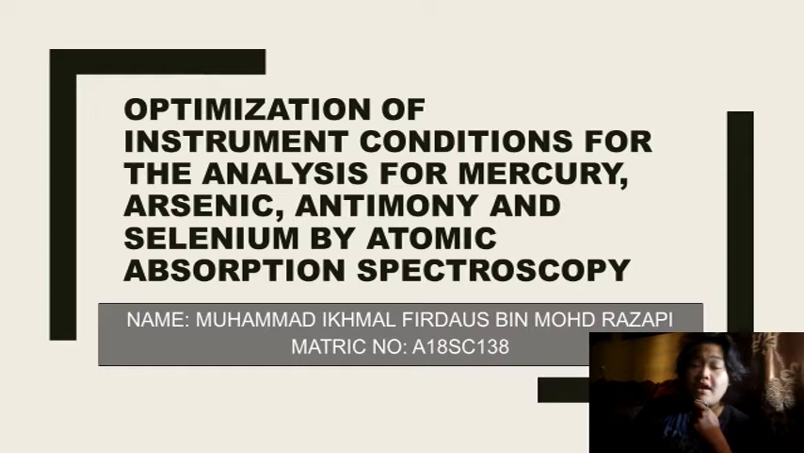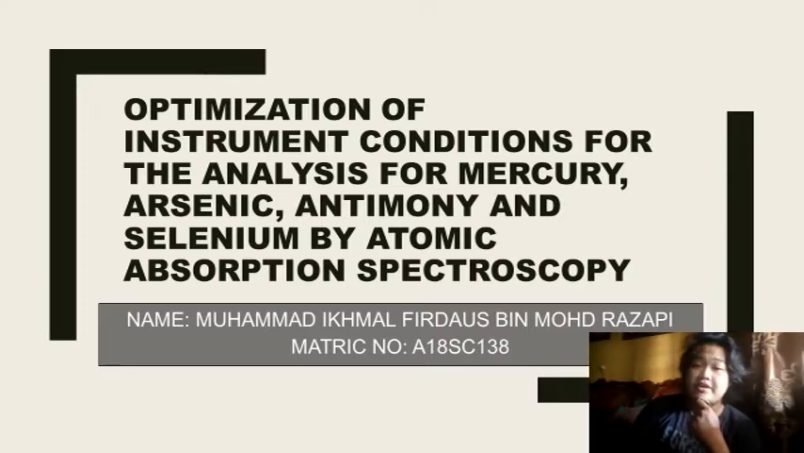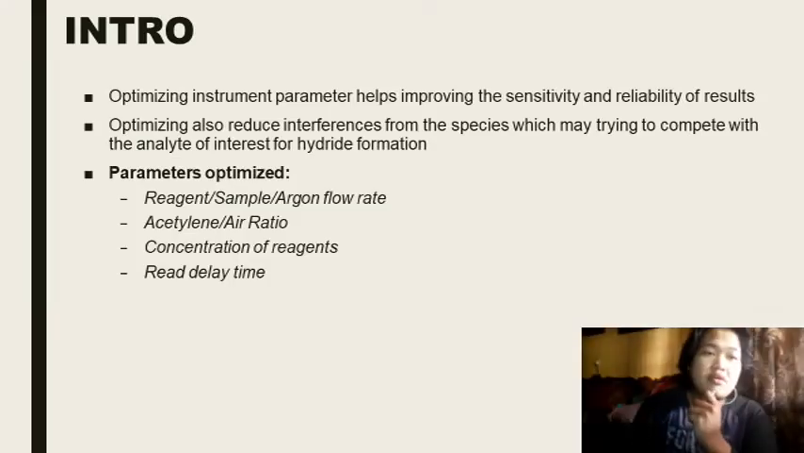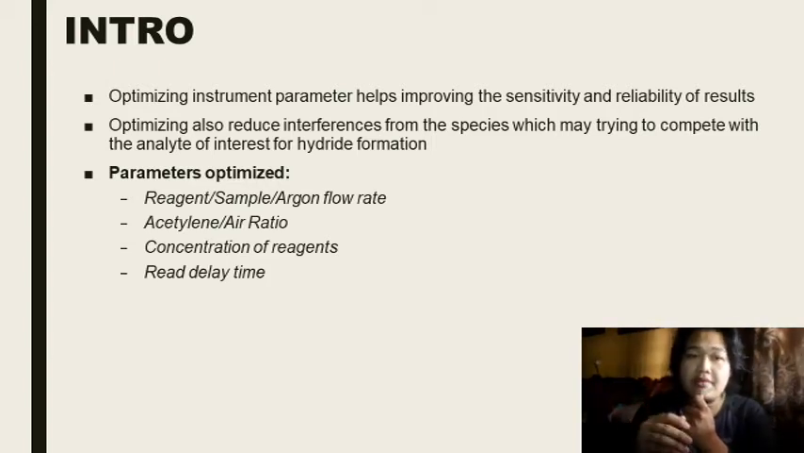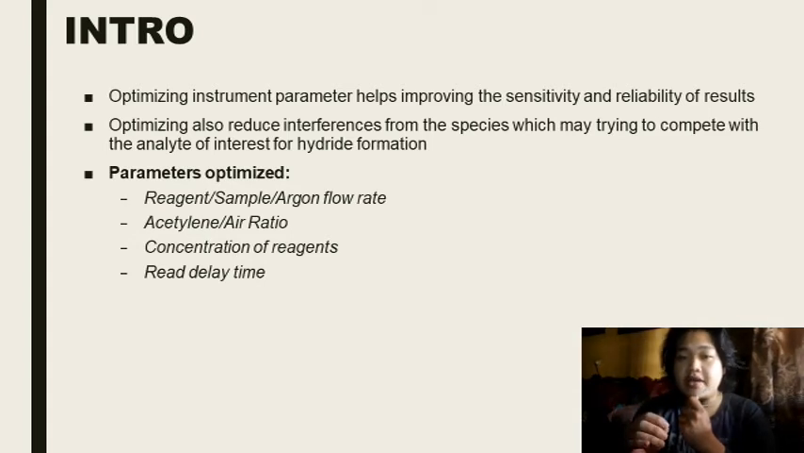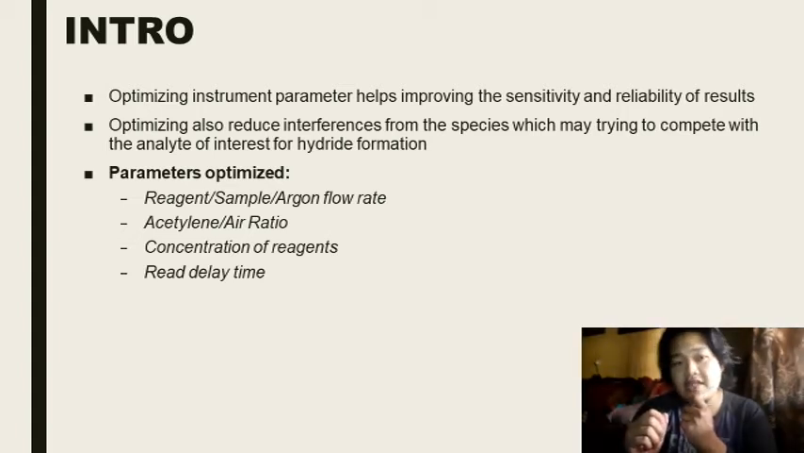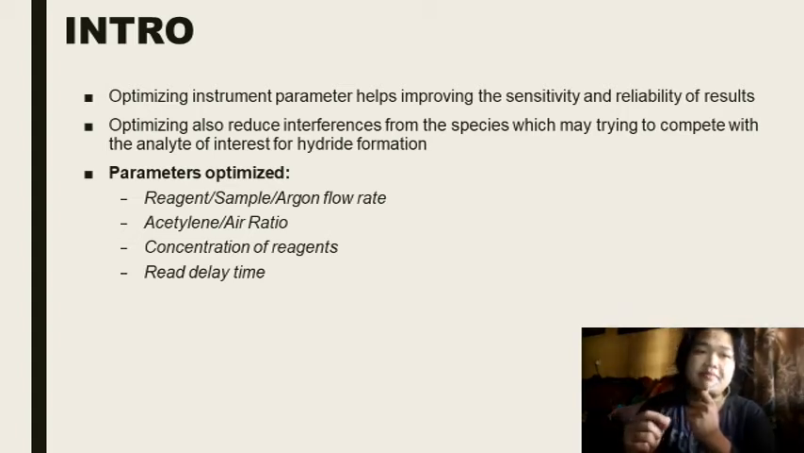Today I will talk about the optimization of instrument condition for the analysis of mercury, arsenic, antimony, and selenium by atomic absorption spectroscopy. So, the main topic discusses what we are going to do with it. The technique used is cold vapor generation atomic absorption spectroscopy and hydride generation atomic absorption spectroscopy. Optimizing instrument parameters helps to improve the sensitivity and reliability of the result.